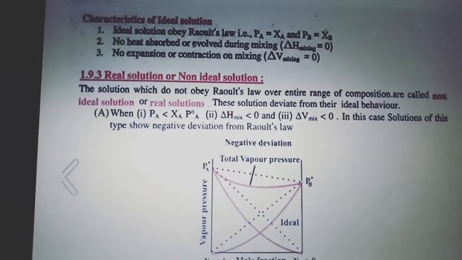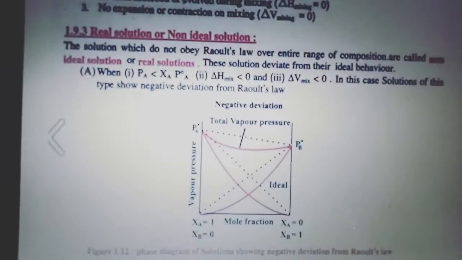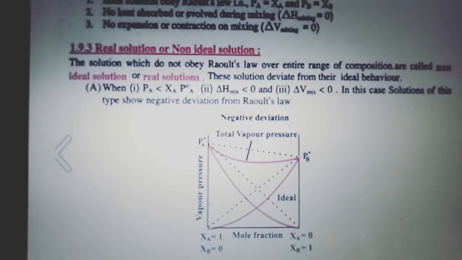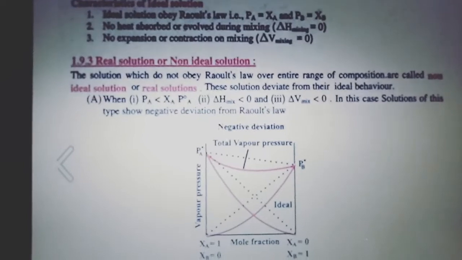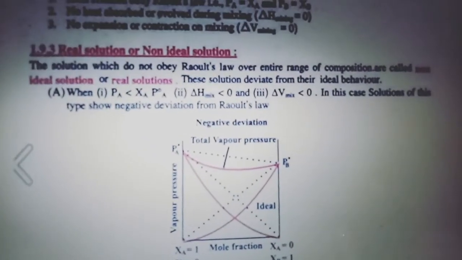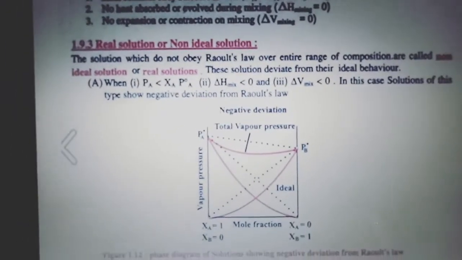Okay. Now, the second type is non-ideal solutions. They are also called real solutions. Non-ideal solutions are those solutions which do not obey Raoult's law over the entire range of composition. The ideal solutions are those solutions which obey Raoult's law, and non-ideal solutions are those solutions which do not obey Raoult's law.